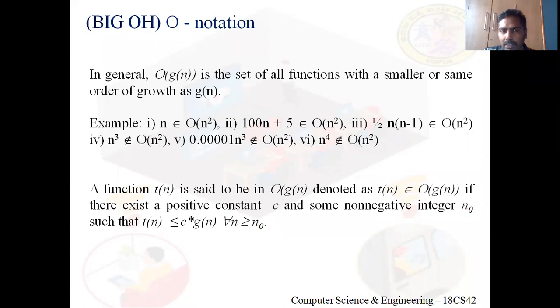Now I want to talk about sets with respect to asymptotic notations. Let me say for every algorithm there is some input. In general, when I consider sorting problems, n is the size of that input, the number of elements. Got it?